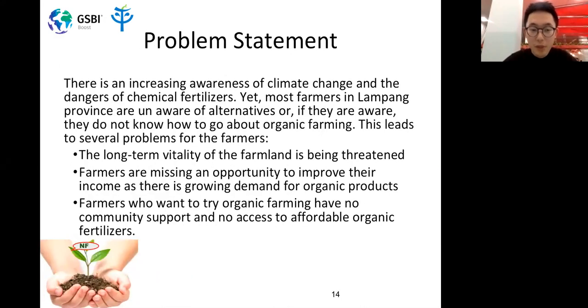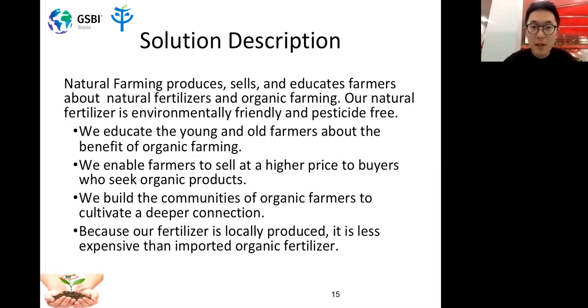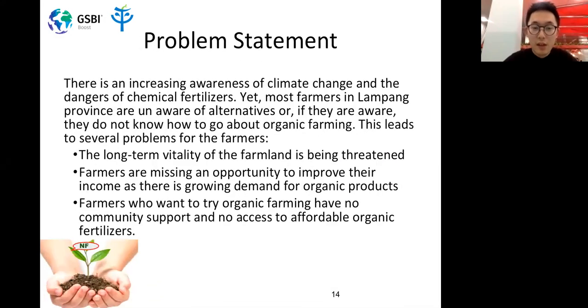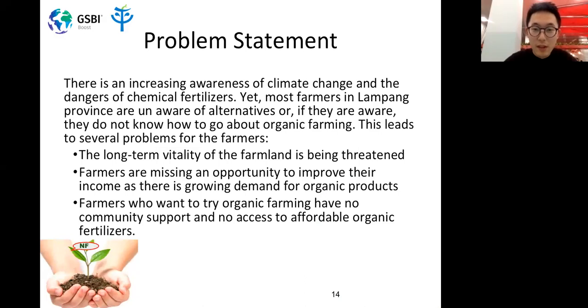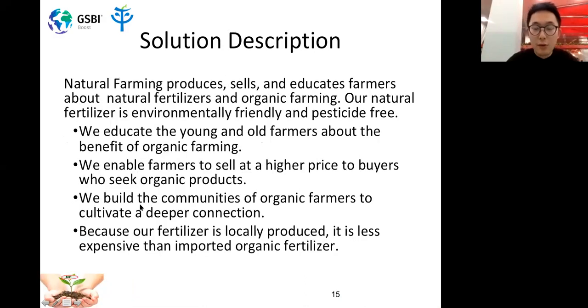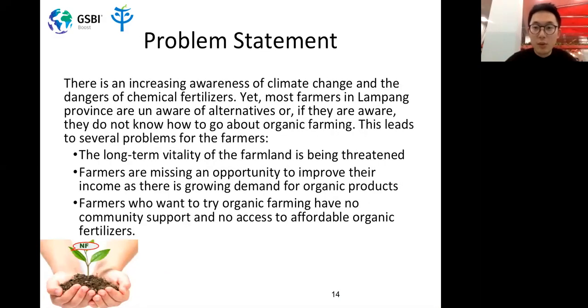From here, from the problem statement and the solution, we can see a very strong linkage between the problem and the solution. The key problem here is that the long-term vitality of the farmland is being threatened and ignored. So from here, we really want to see how we can educate the next generation and the old farmers about the benefit of organic farming. So we can see a very strong linkage between the solution and the problem, and this is what an impact investor really cares about.